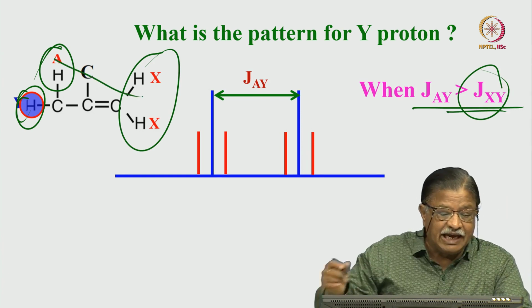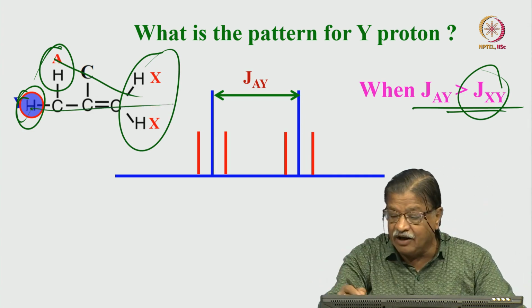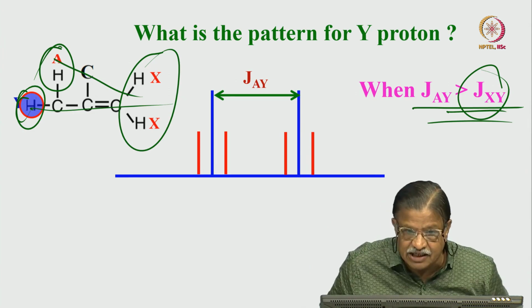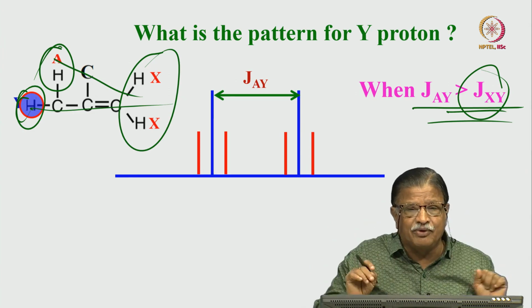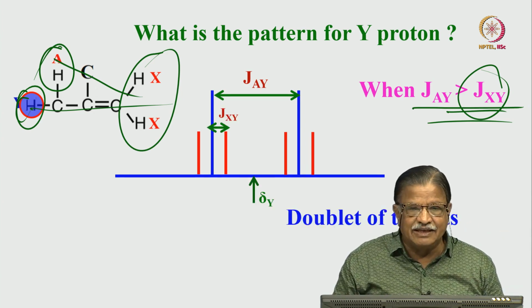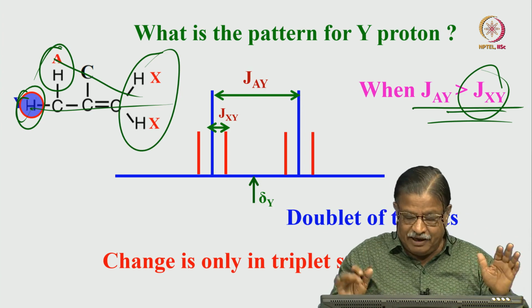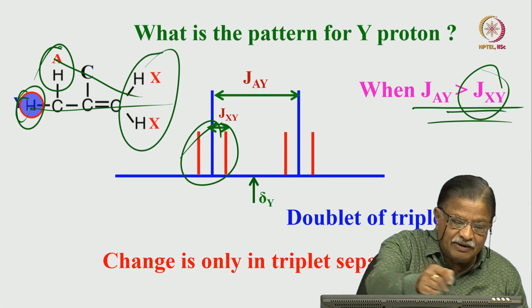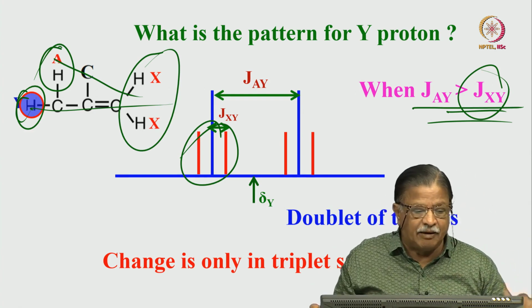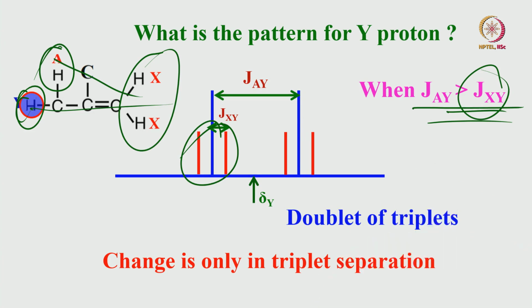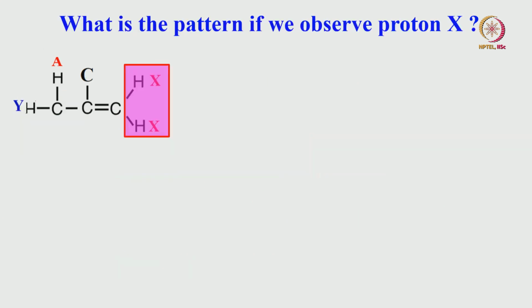I have deliberately taken AY larger than XY. In the previous case it was AX, and AY is even larger than XY. As a consequence, again the pattern you are going to see is a doublet of triplets, and the appearance of this pattern remains the same. The triplet separation is smaller, that is all, because the coupling JYX is smaller compared to JAX in the previous example. Again this pattern is called a doublet of triplets because the larger coupling is a doublet. Okay. We will go further.